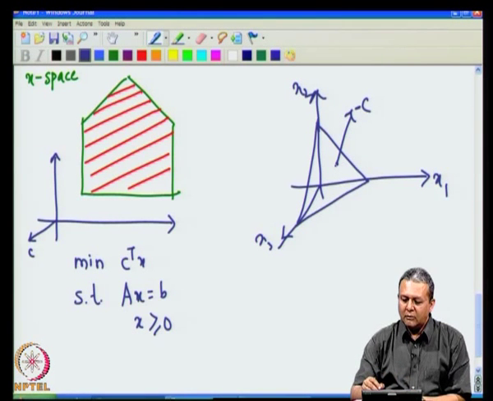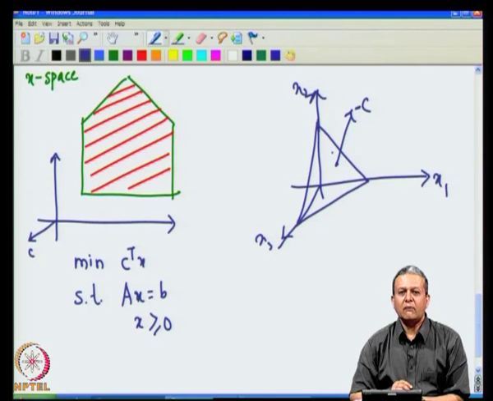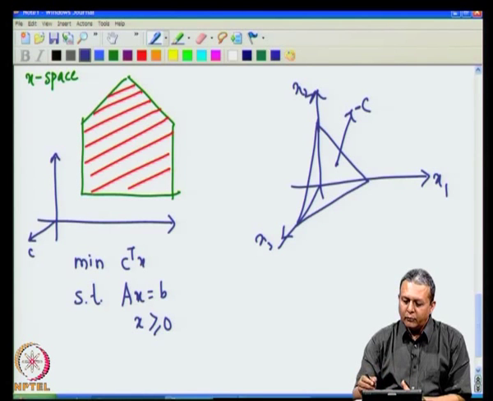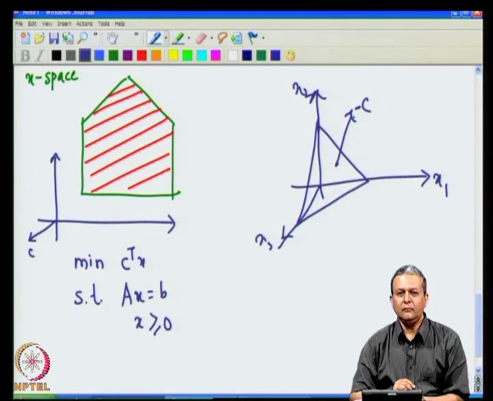Now, the moment we start moving along the steepest descent direction, we will move away from the feasible set. So, what we need to do is project this steepest descent direction onto the feasible region. The first step of all these interior point methods is to project the required direction onto the feasible set, so that we can make a movement in the feasible region.